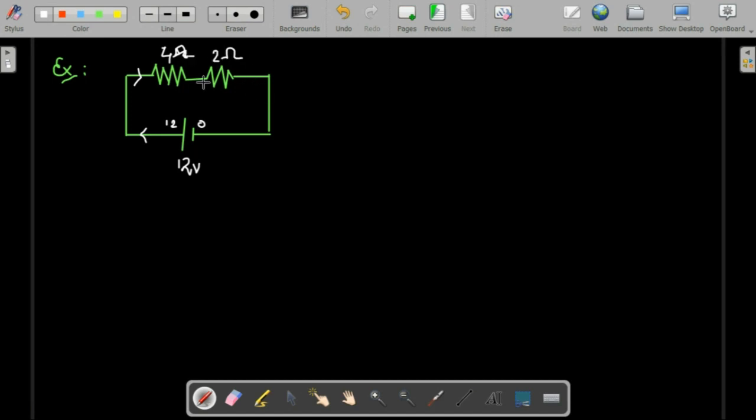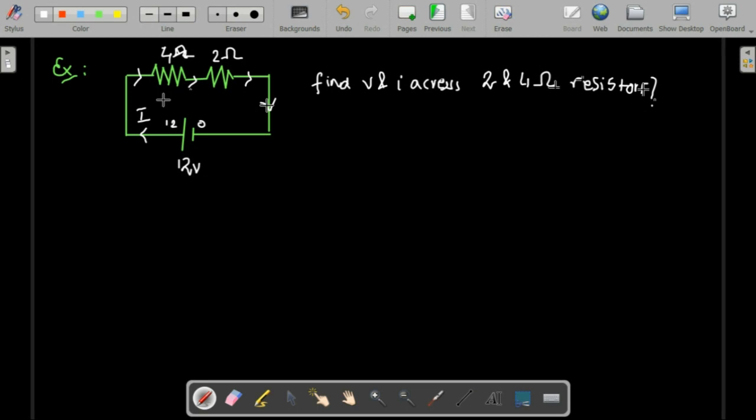We can see that the current does not have any other path to go. Whatever the current is, the same current will flow across both. The question might be: find the voltage and current across the 2 and 4 ohm resistors. These are the two resistors that are connected. There is no diversion in path, so the same current flows through both, but the voltage will be different because there will be a voltage drop across the 4 and a drop across the 2.